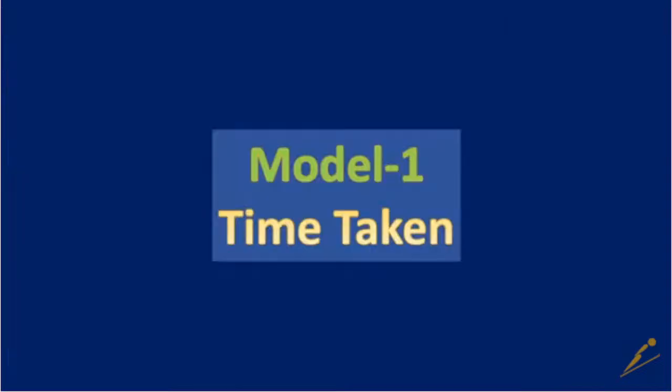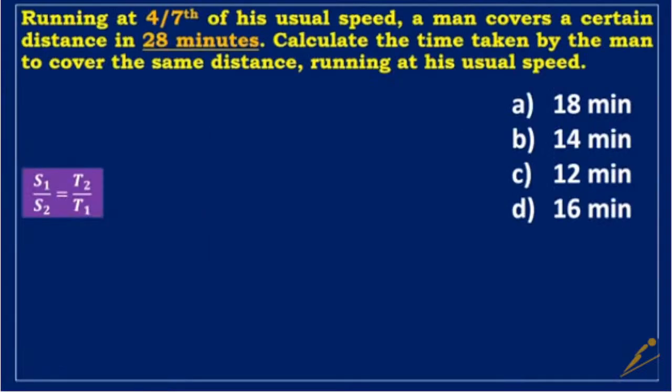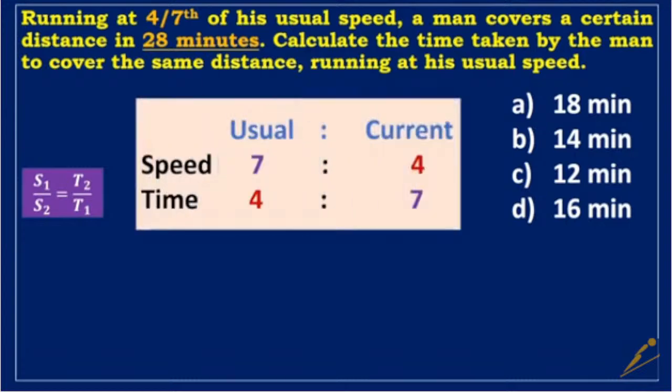Model 1. Time taken. Example 1. Running at 4/7 of his usual speed, a man covers a certain distance in 28 minutes. Calculate the time taken by the man to cover the same distance, running at his usual speed. The usual speed to current speed ratio is 7 to 4. However, speed is inversely proportional to time. Then the usual time to current time ratio is 4 to 7. These ratios can be used to solve the problem.